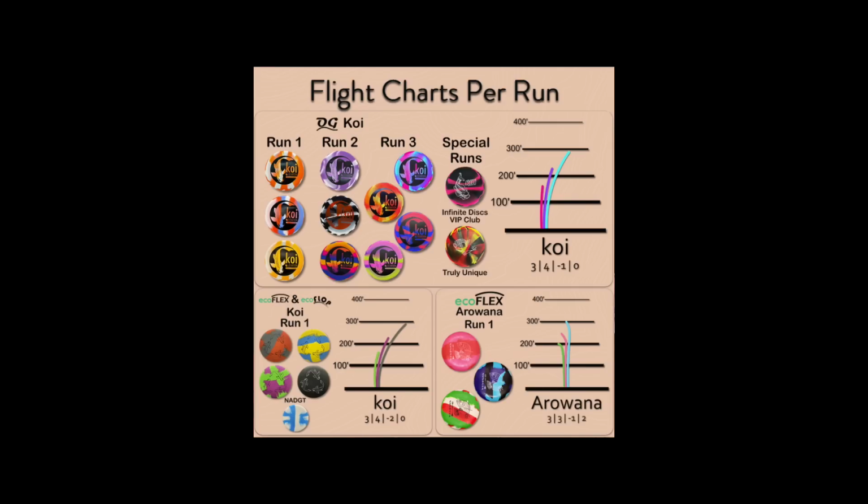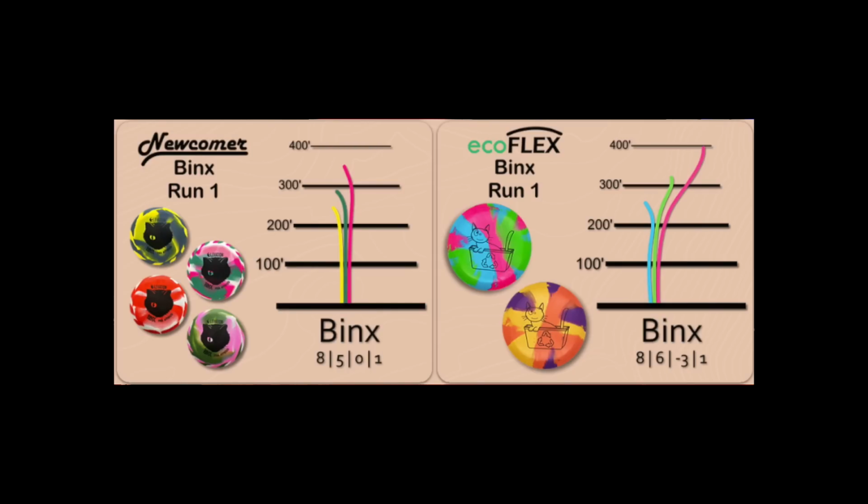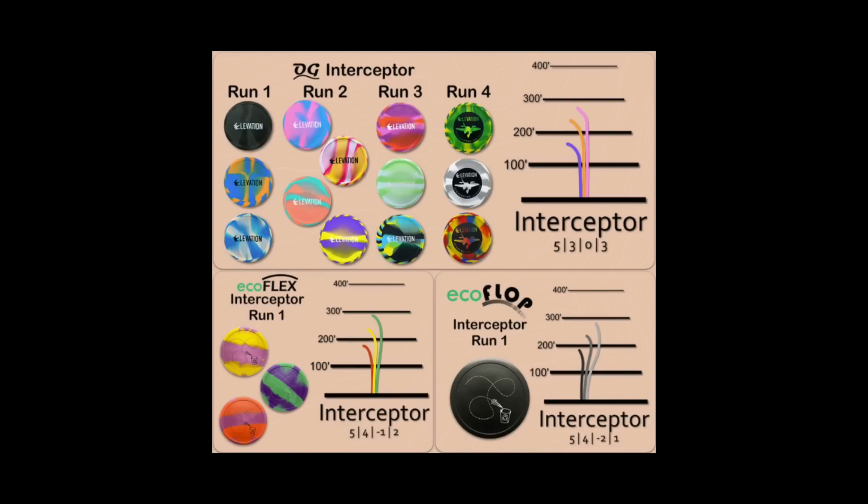For example, the Run 1 Binks is rated as an 8-5-0-1 straight fairway driver, but the newer, stiffer Run 2 EcoFlex rubber is rated at 8-5-3-1, much more understable. Similarly, the three different runs of Elevation Interceptor all have different flight numbers, with 5-3-0-3, 5-4-1-2, and 5-4-2-1 respectively.